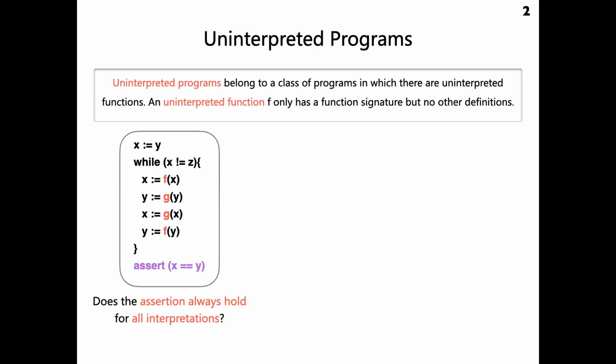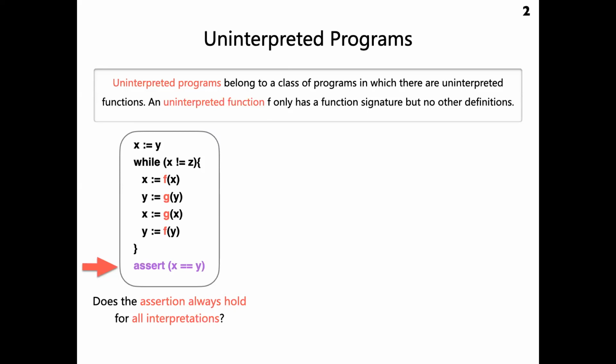Initially, the variable y is assigned x. Then, if x is not equal to z, the program will execute the loop body and update x by applying uninterpreted functions f and g in order, while updating y by applying g and f in sequence. The loop body's execution is repeated until x is equal to z. Finally, the program checks the assertion, that is, x is equal to y. The assertion requires the condition to hold for all possible traces at this point.